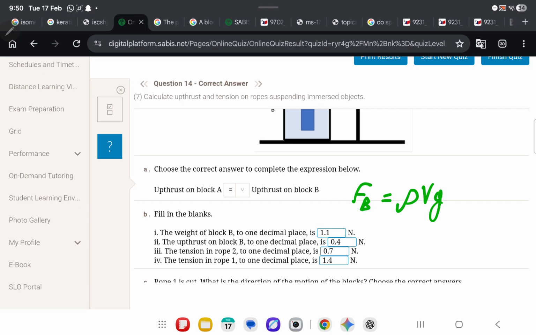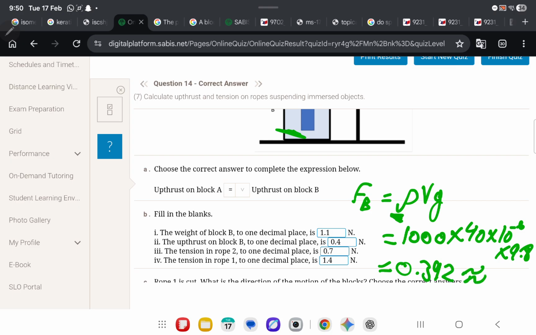Now, if you want to find the upthrust, you know this formula. What did I say? This is gonna be the density of the solution it's immersed in. In this case, it's water, right? So it's 1000 times the volume of the block, which we found was 40 times 10 to the power minus 6, times G, which is 9.8. So 1000 times 40 times 10 to the power minus 6 times 9.8 is 0.392, which to one decimal place is 0.4. Done. Now, the tension in rope 2. So the tension in this rope here.